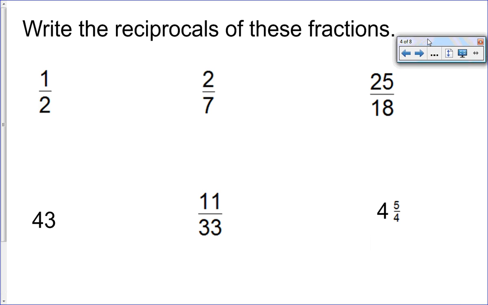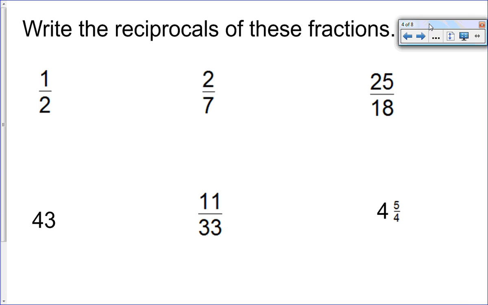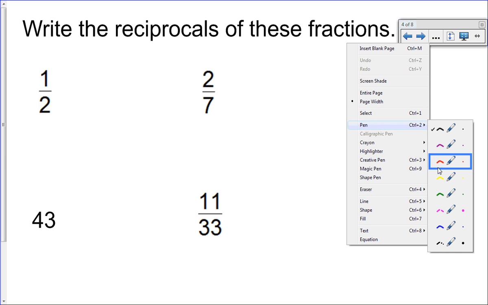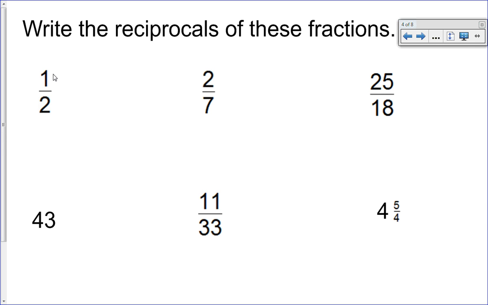All right, so I'm going to do the first three examples, and then in tomorrow's class, we're going to write the reciprocals of the remaining sample fractions on this slide and the next. So let's look first at 1/2. So if I were to flip 1/2 upside down, I would get, you guessed it, 2/1.